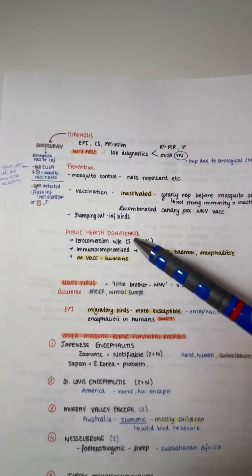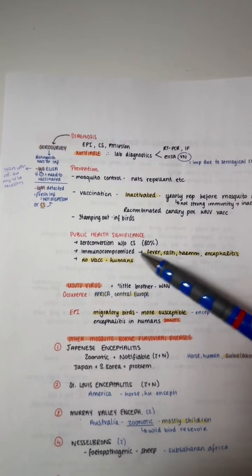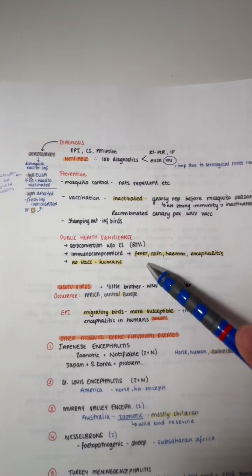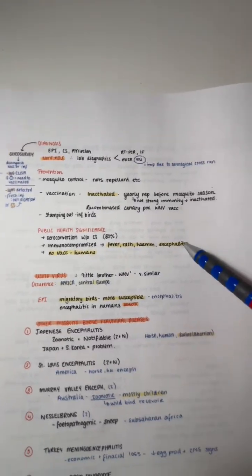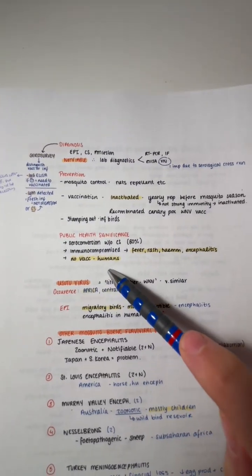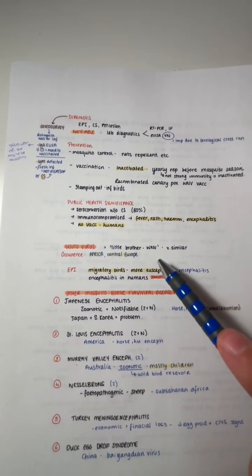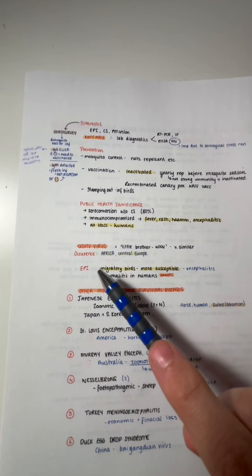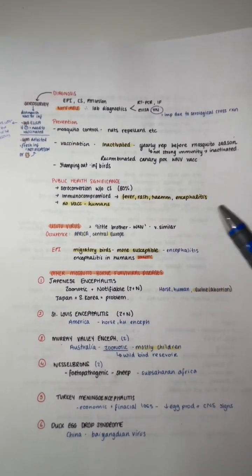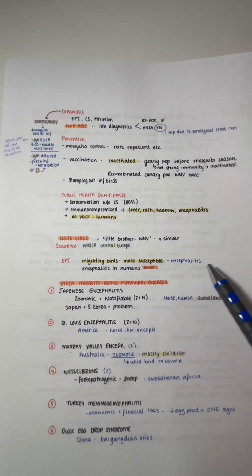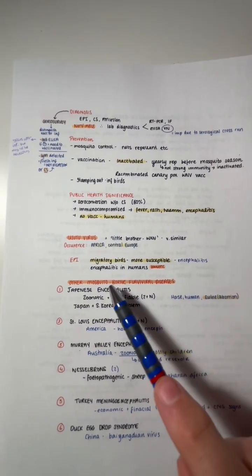For the public health significance, there is seroconversion without clinical signs in 80% of cases. In immunocompromised patients, they experience fever, rash, hemorrhages, encephalitis, and there is no vaccine in humans. The Usutu virus is considered the little brother of the West Nile virus. It's very similar. The occurrence is in Africa and Central Europe. For the epidemiology, migratory birds are more susceptible. They get encephalitis, and encephalitis is also caused in humans.